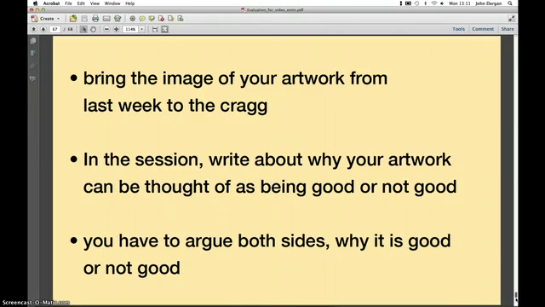So bring the image that you had last week to the next session, which should be on Tuesday morning, 10 o'clock, but we'll put a notice out onto the registers about that. In this session, write about why your artwork can be thought of as good or not good, and you have to argue both sides. It's a way of learning how to see the benefit or what's good in an artwork, even if you don't like it. So you have to argue both sides, why it's good and why it's not good.